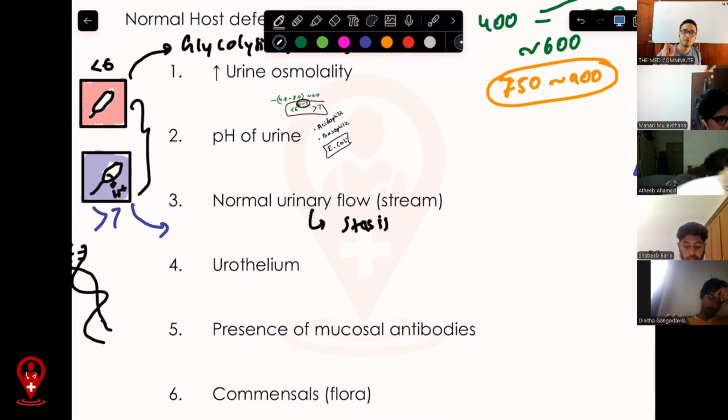The pathogens cannot be washed out. Now, we talked about how the pathogen has to climb through that mountain. So now when the stream is poor, there is nothing to wash it down and out. So what is going to happen? Colonization can increase, and the chance of infection and inflammation increases.